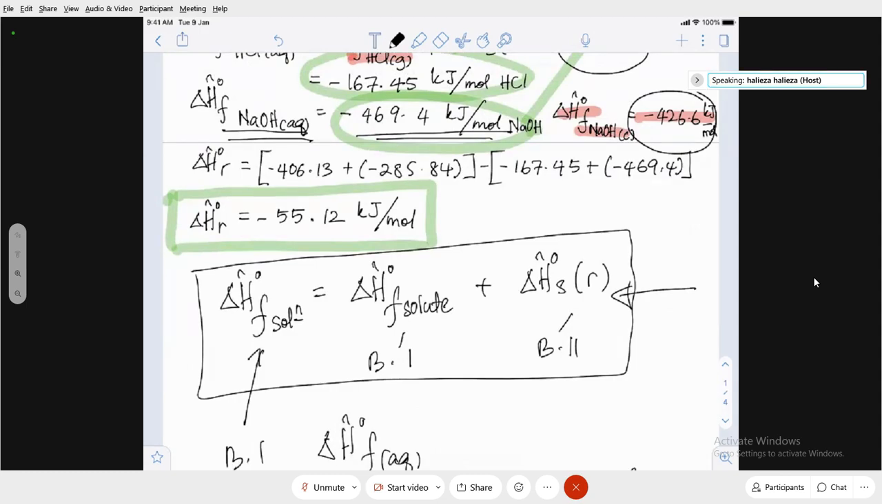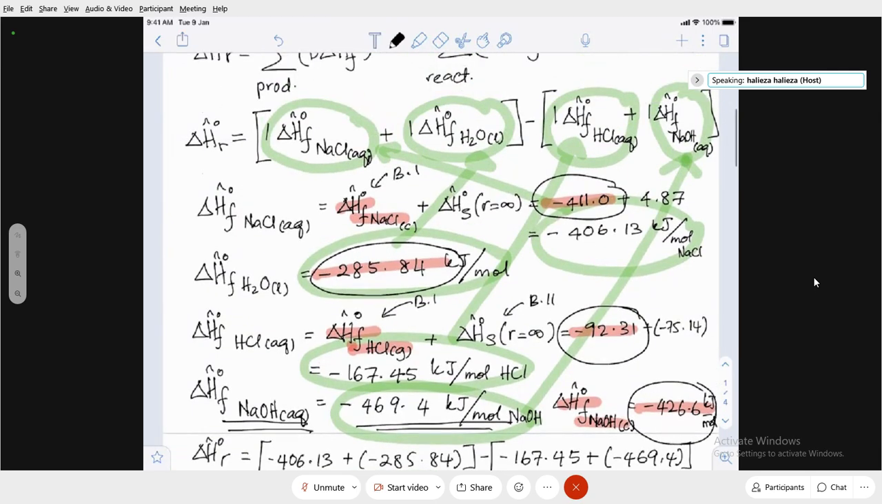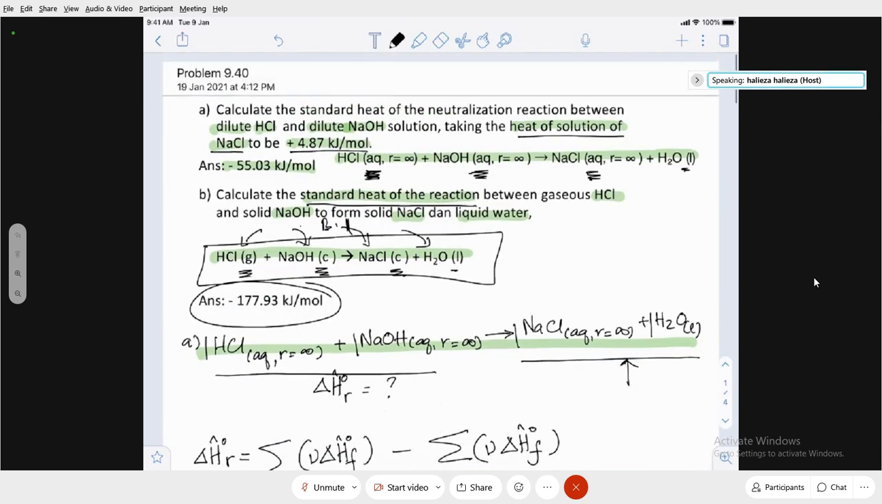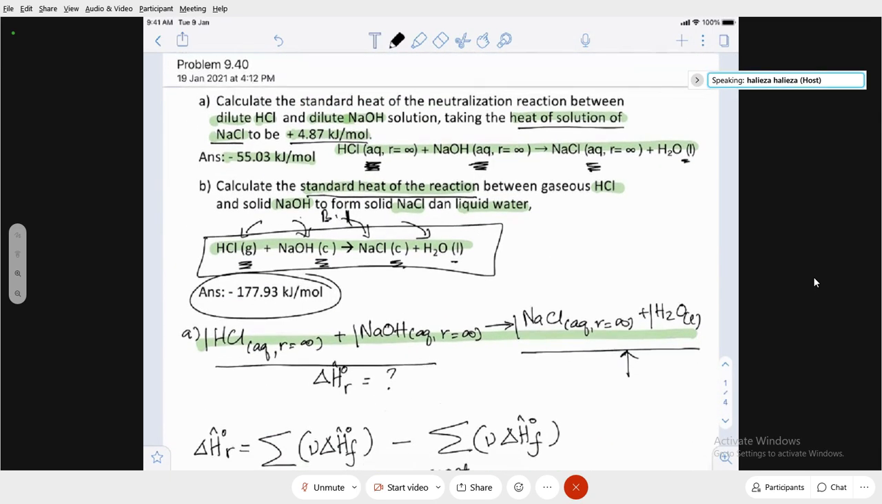For part A, you have the equation written here. You have aqueous, aqueous, aqueous. That means you are forming a solution, so you need to get the heat of solution. Any questions? The difference between A and B? Any questions?